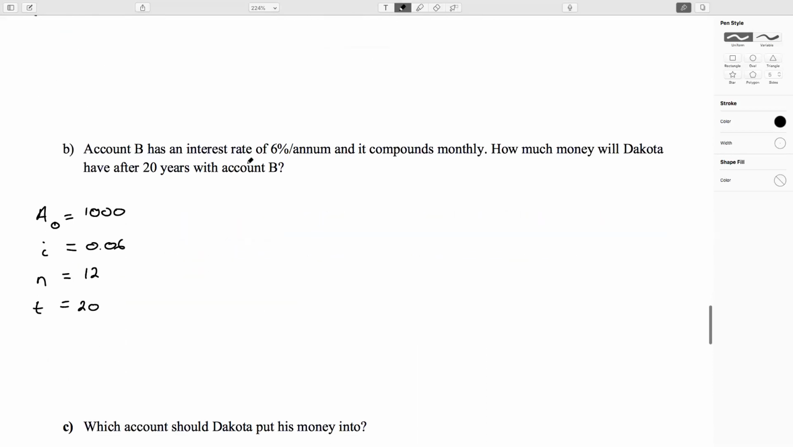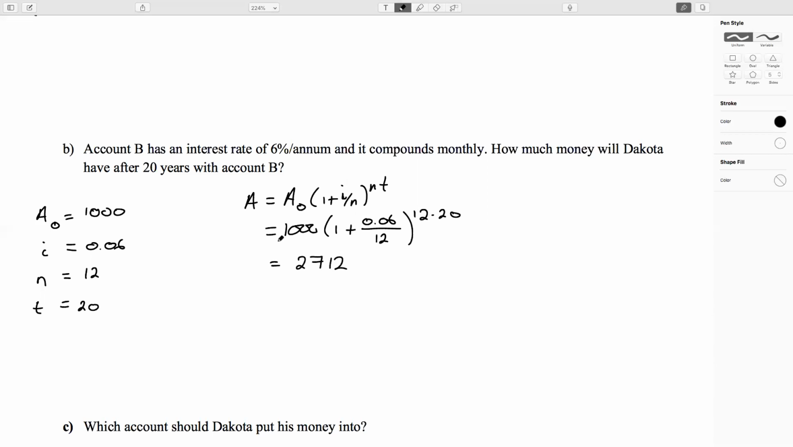In this scenario, using A equals A naught times 1 plus I over N, to the power NT, we can plug our numbers in. $1,000 times 1 plus 0.06 divided by 12, to the power 12 times 20. He will only have $2,712 if he was to choose this account.